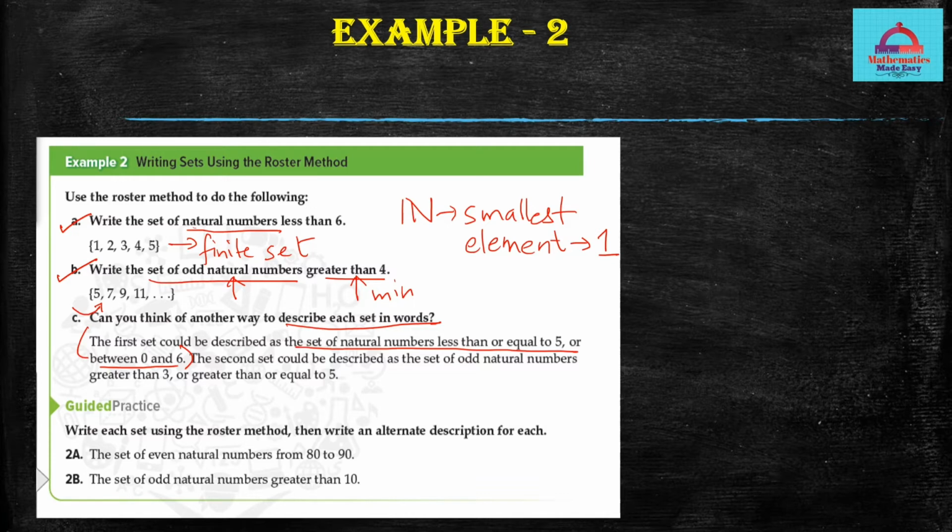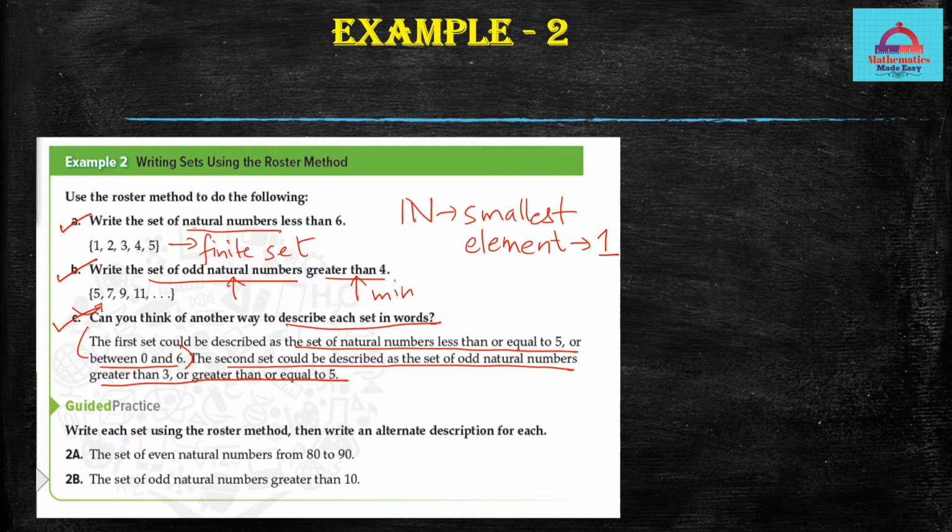Similarly, for the B part, the second set could be described as a set of odd natural numbers which are greater than 3 or greater than or equal to 5. So that's another way in which you can describe the set. I'm sure doing the C part you have understood that there can be more than one way of describing a set. So when you see the descriptive notation in the slides to come, I'm sure you will all observe that there can be more than one way of writing the descriptive notation, and more than one way in which we could describe a given set in sentences or statements.